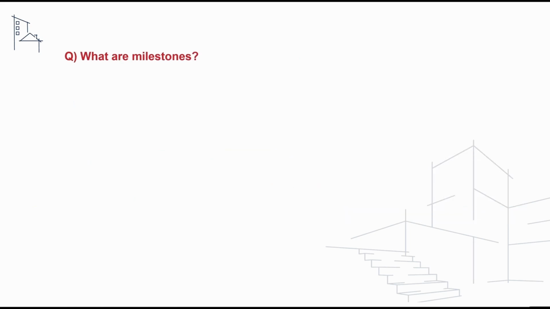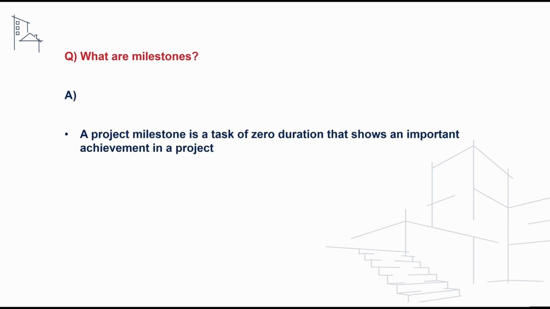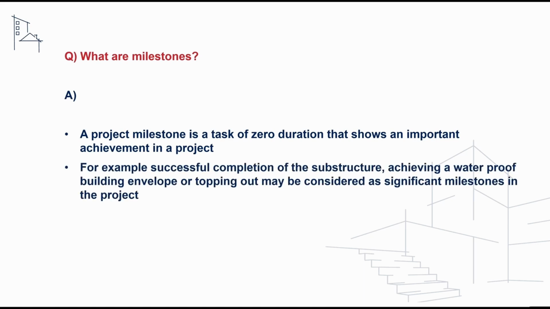We may also be asked a question by the assessors on our understanding of the term project milestones, and to address this we can say that a project milestone is a task of 0 duration that shows an important achievement in a project. For example, successful completion of the substructure, achieving a waterproof building envelope, or topping out may be considered as significant milestones in a project.